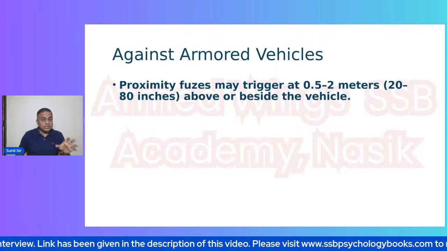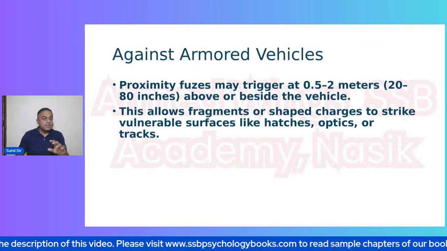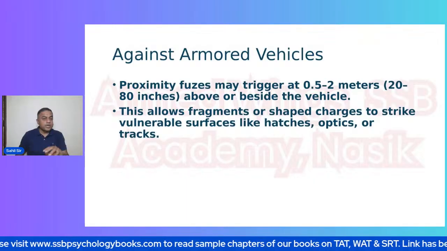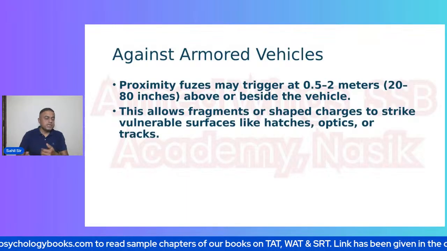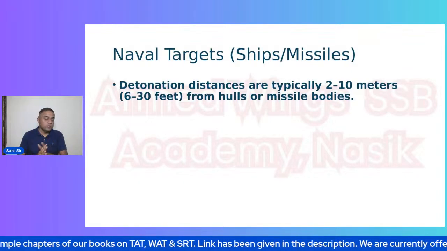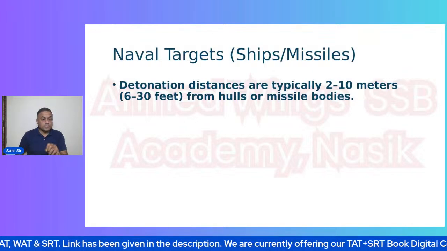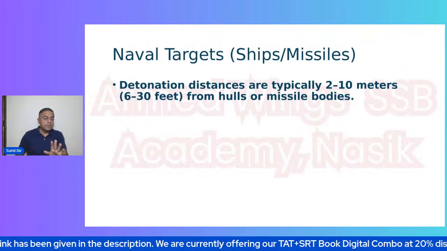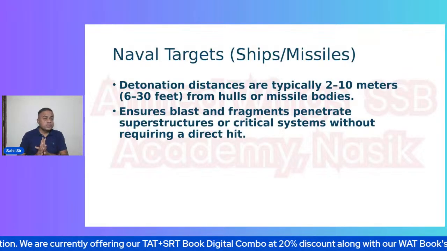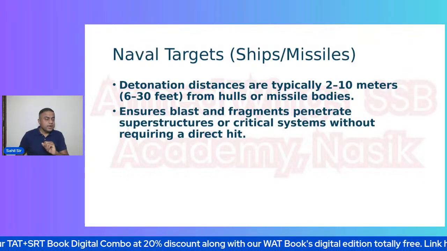Against armored vehicles, proximity fuses may trigger at 0.5 to 2 meters above or beside the vehicle. This allows fragments or shaped charges to strike vulnerable surfaces like hatches, optics, or tracks. What is a shaped charge? We'll be studying it in one of the subsequent sessions. Today, we are only going to restrict our discussion to the fuse and all the technology related to the fuse. Now, when it comes to naval targets like ships or missiles, detonation distances are typically 2 to 10 meters from hulls or missile bodies. This ensures blast and fragments penetrate superstructures or critical systems without requiring a direct hit.